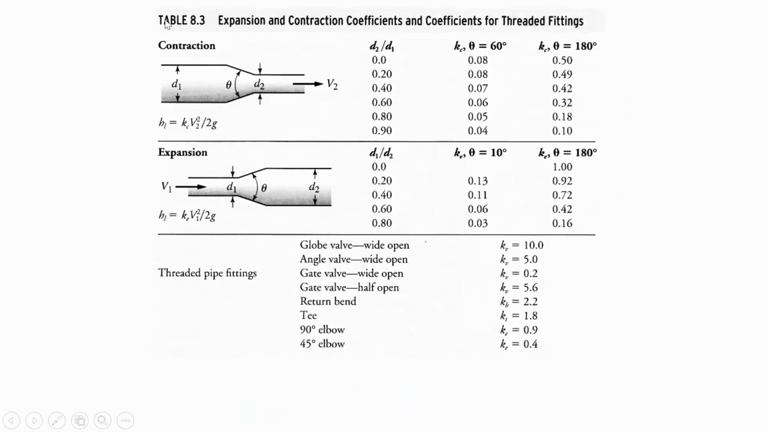So this is a table from your book, and they illustrate the effect of contractions and expansions. And you'll notice that the angle of the contraction or the expansion affects the K value that you use.